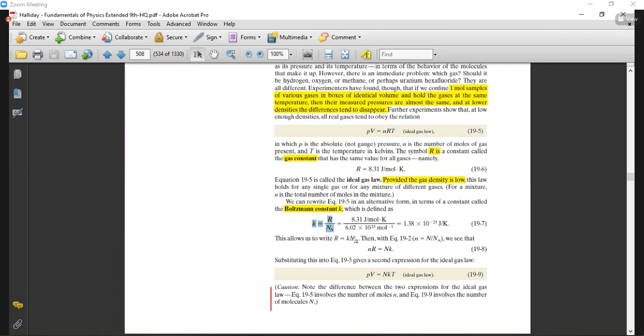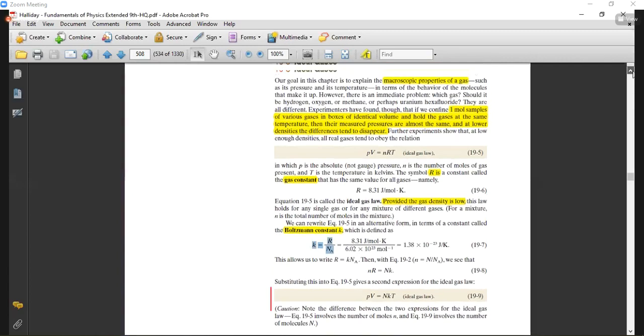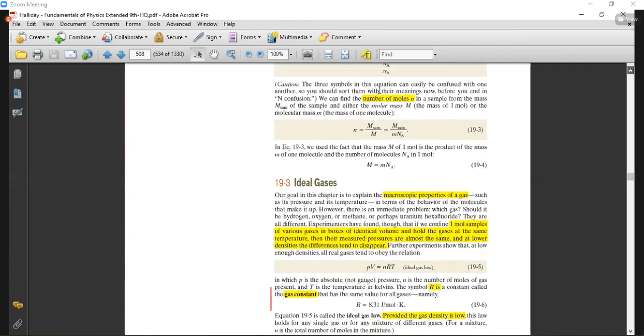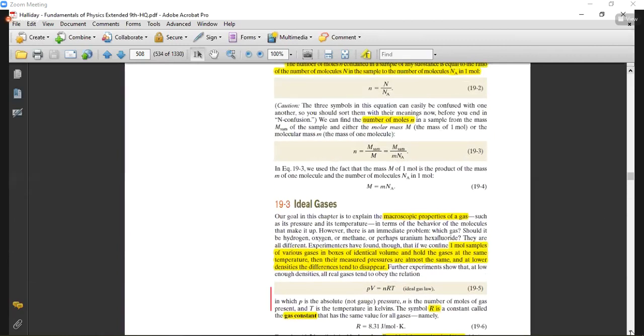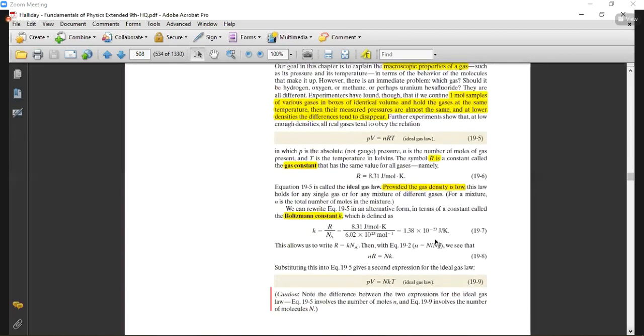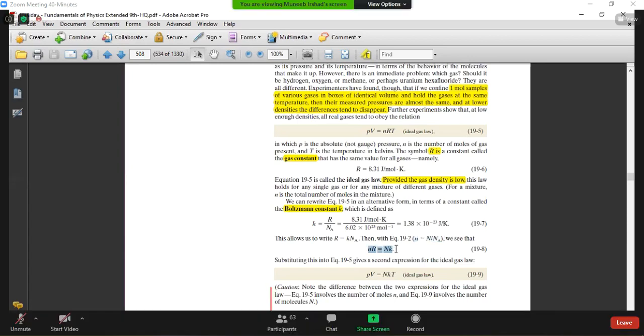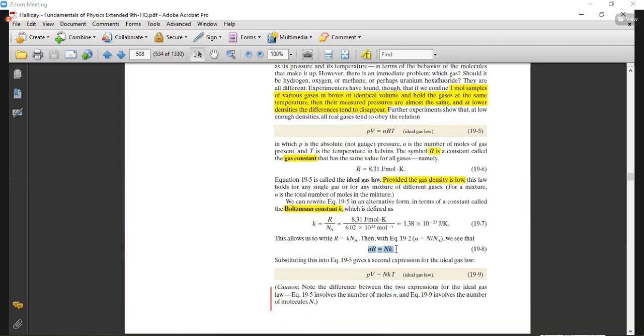From equation 19, he got Na, which is equal to capital N over small n. So he put the value here in this equation: small n is equal to capital N over Na, okay. And then this equation becomes nR is equal to capital N K, okay.